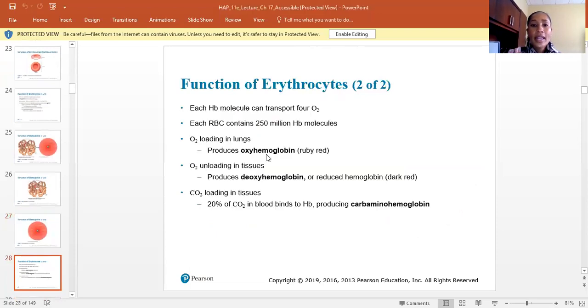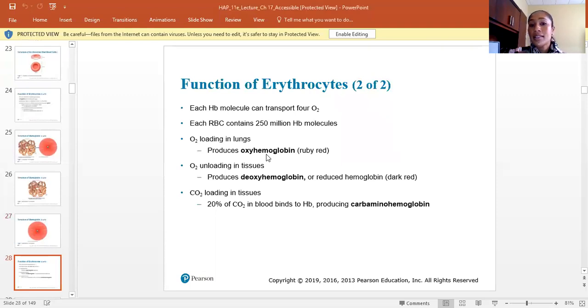Okay, so each hemoglobin molecule can transport 4 oxygen molecules, and each red blood cell contains 250 million hemoglobin molecules. So 250 million times 4, that's a whole lot of oxygen that one red blood cell is able to transport. Oxygen loading in lungs is going to produce oxyhemoglobin, which is going to be a ruby red color because we're filling it with oxygen.